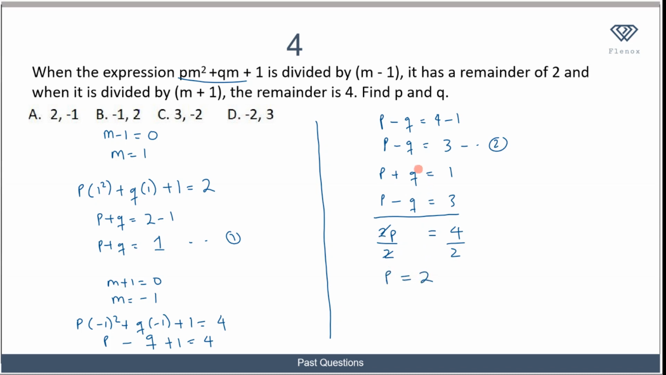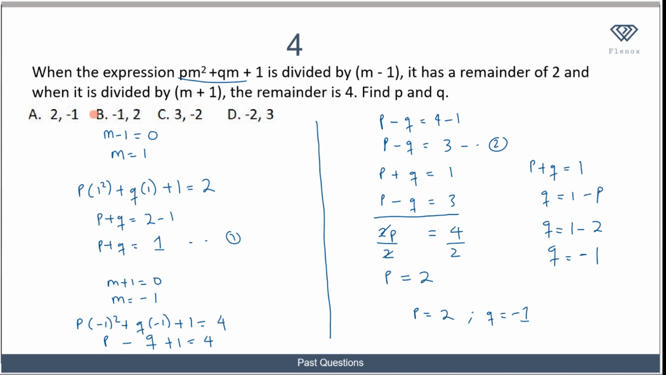So now I can find the value of q. If I take any of the equations, for example, let me take the first equation that says p plus q is equal to 1. So I know that my q is what? 1 minus p. So my q now is going to be 1 minus, and my p is 2. So my q is equal to what? Minus 1. So what is the value of p? The value of p is 2. And the value of q is minus 1. And the question asks us to find the value of p and q respectively. So the answer is going to be 2, minus 1.